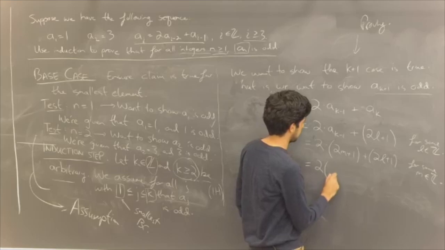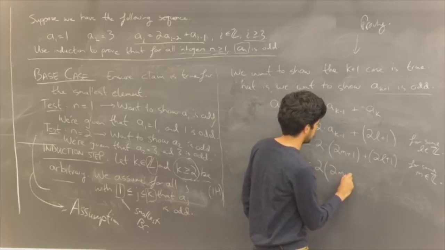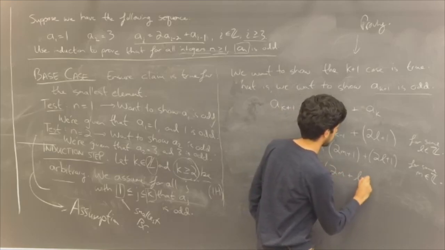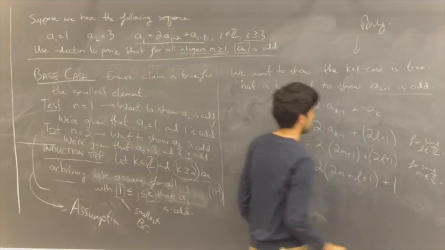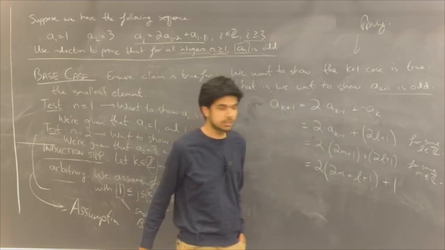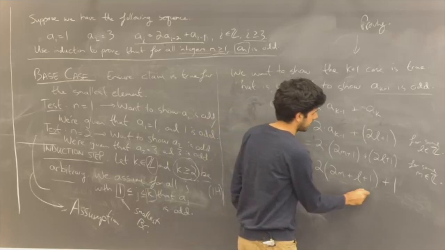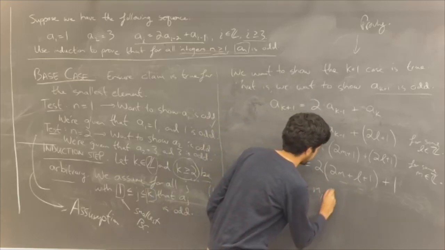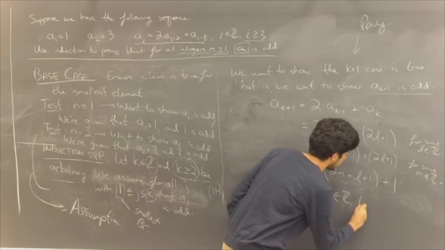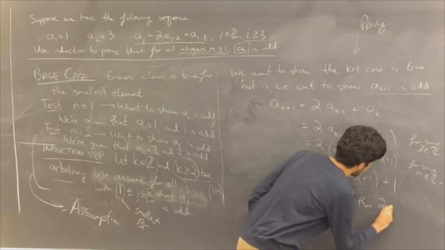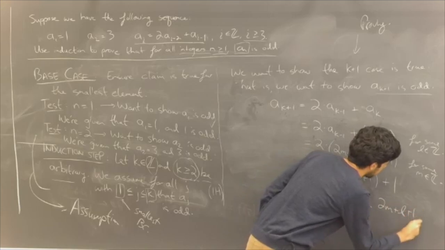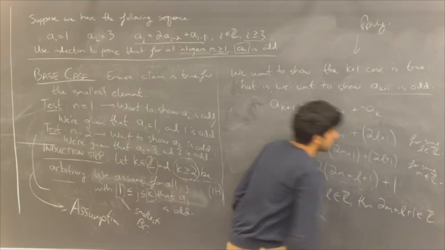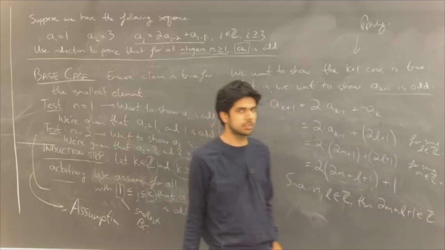So it turns out that we can say plus L plus 1, that these two are equivalent. And now we know for certain that since m and L are integers, then 2m plus L plus 1 is an integer. And that completes the proof by induction.